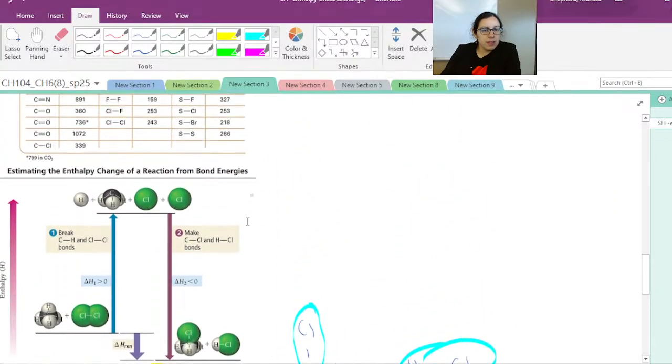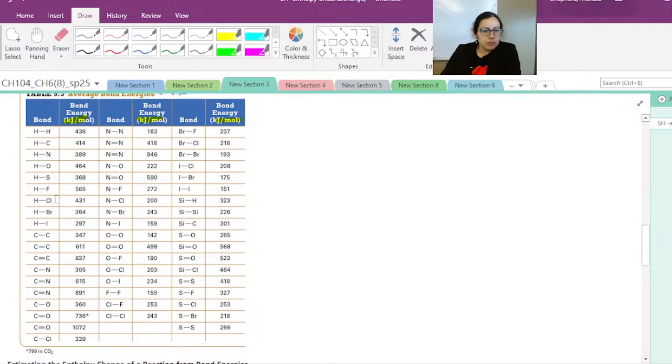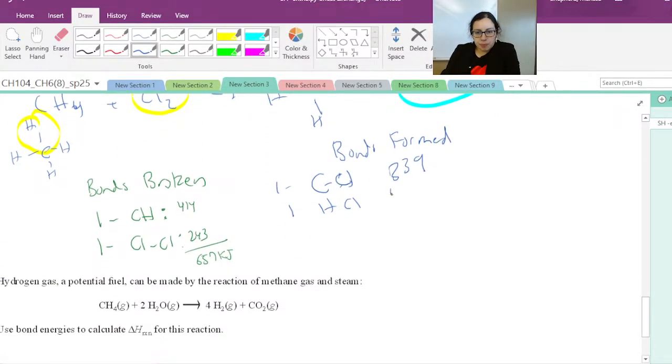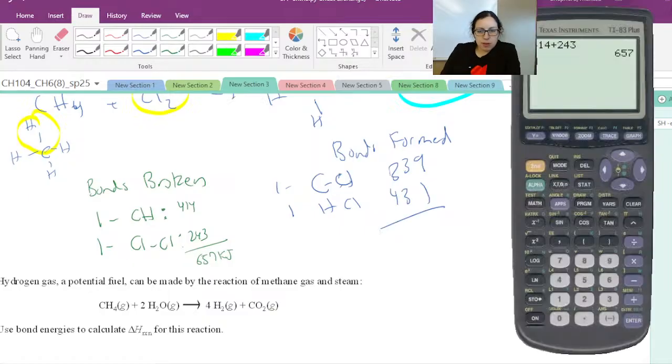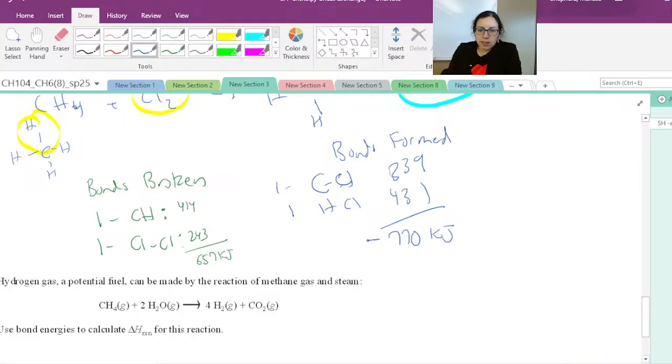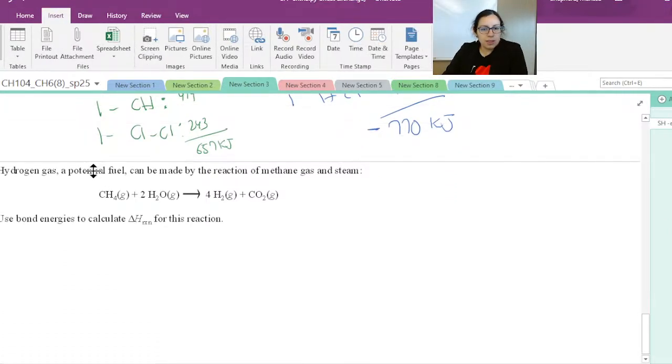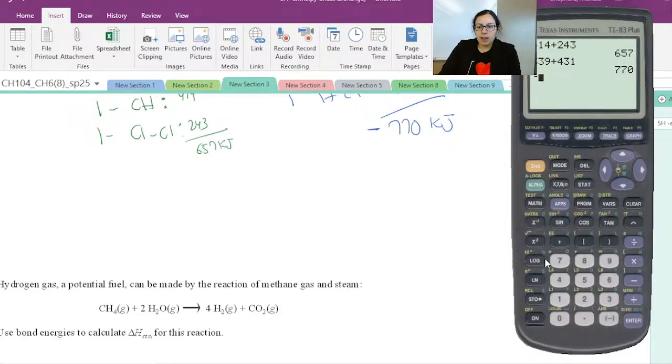And then our HCl is 431. And remember, this is going to be negative, so how much we got out once I finish adding. So 339 plus 431 gives us 770 kilojoules, but again, that's negative since we got it out. And so now we can add these two numbers together. So now I add negative 770 plus 657. So now I get overall negative 113 kilojoules.